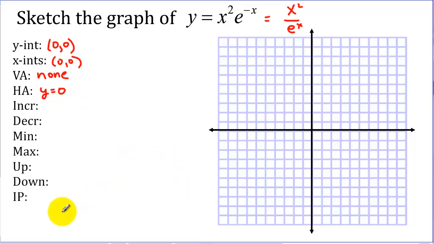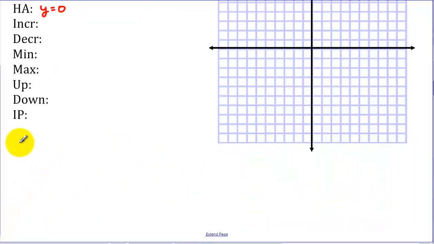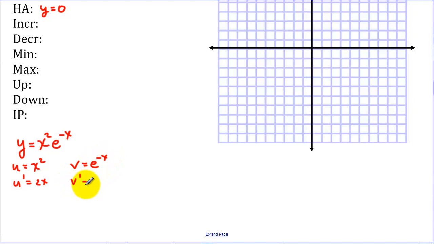Now we need to find our first derivative so that we can find our relative extrema. So again, our function here was x squared e to the negative x, so we have to use our product rule. And we know from earlier that our v prime then would be this. So if we cross multiply, our y prime is going to be x squared.